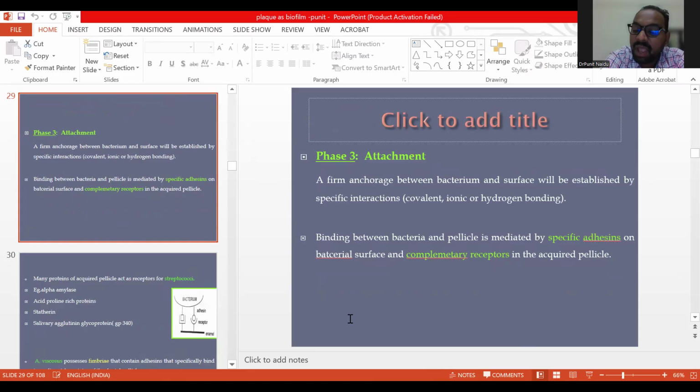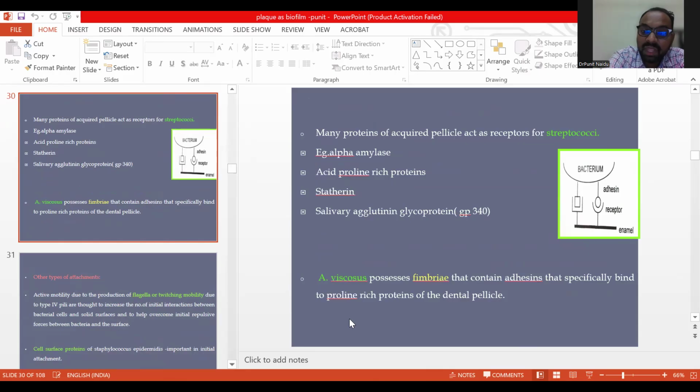This forms a firm anchorage between the bacteria and the surface, establishing specific interactions by covalent, ionic or hydrogen bonding. The binding between the bacteria and pellicle is mediated by specific adhesins on the bacterial surface and complementary receptors in the acquired pellicle. The proteins of the acquired pellicle act as receptors for streptococci, for example, alpha amylase, acidic proline-rich protein, statherin, and salivary agglutinin glycoprotein.